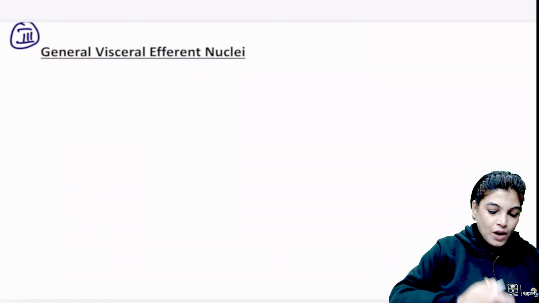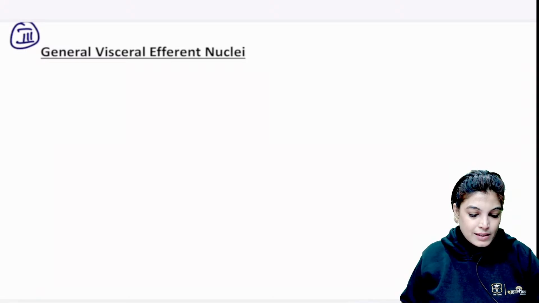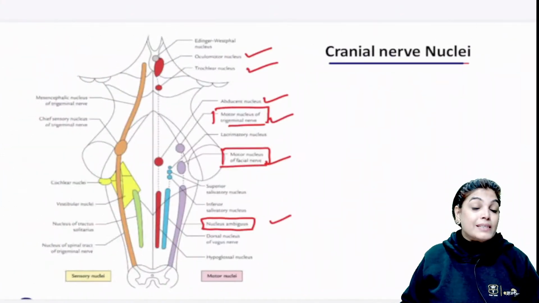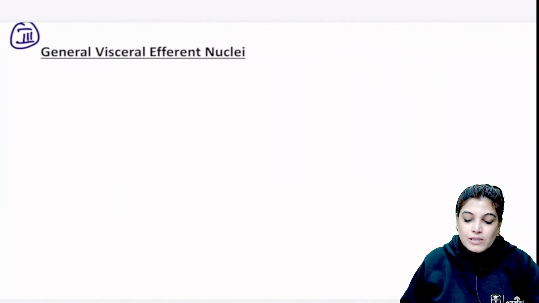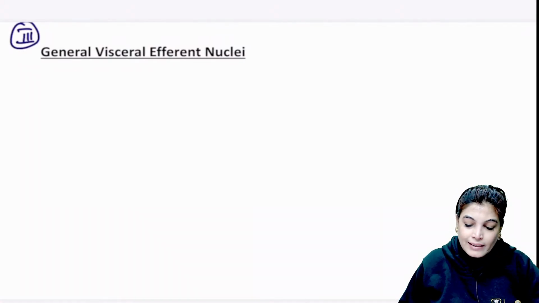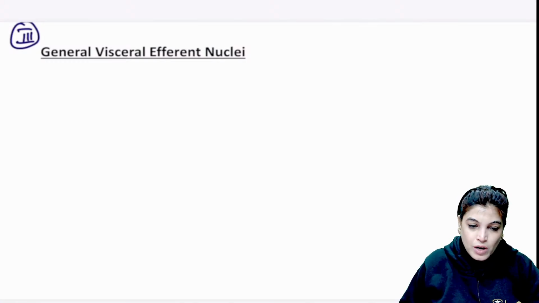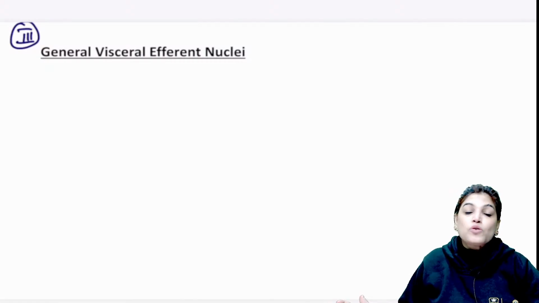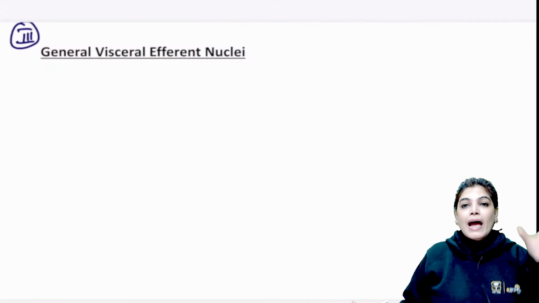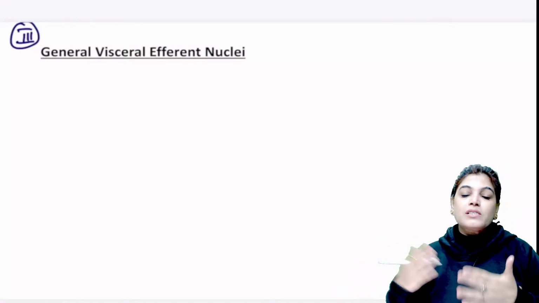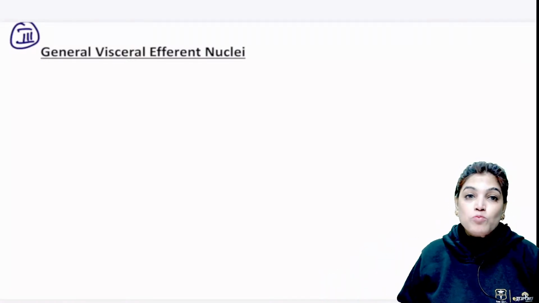Okay, so now, Hardeep, you can write down the full form. We will discuss all of the cranial nerve nuclei. Now I am going to discuss the motor functional component, that is general visceral efferent nuclei. These nuclei give rise to preganglionic neurons, and these preganglionic neurons will relay in autonomic ganglia, and postganglionic fibers will supply smooth muscle and glands.